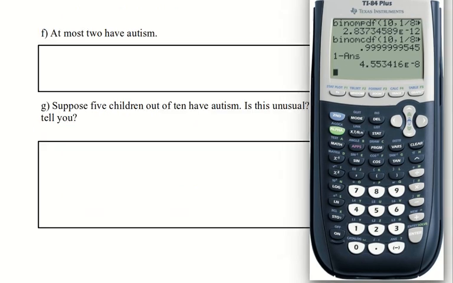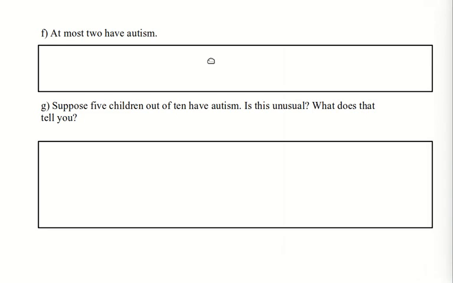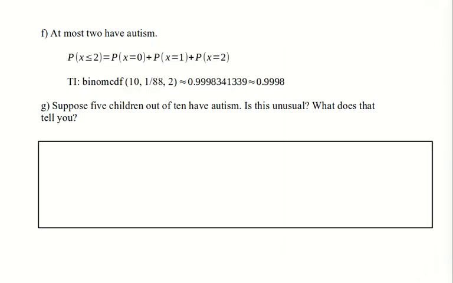The next question says at most 2 have autism. Well, our calculator can compute this as written. This is asking us for the probability that there's 0, 1, or 2 successes among those 10 trials. So again, we're going to use the binomial cumulative distribution function. We're going to ask it to add up the number of successes between 0 and 2.